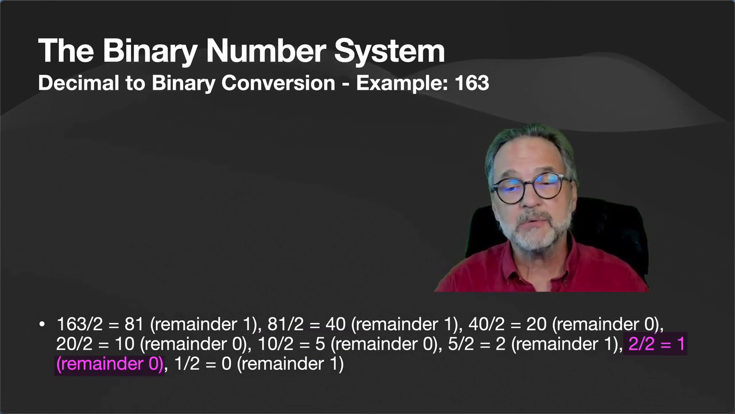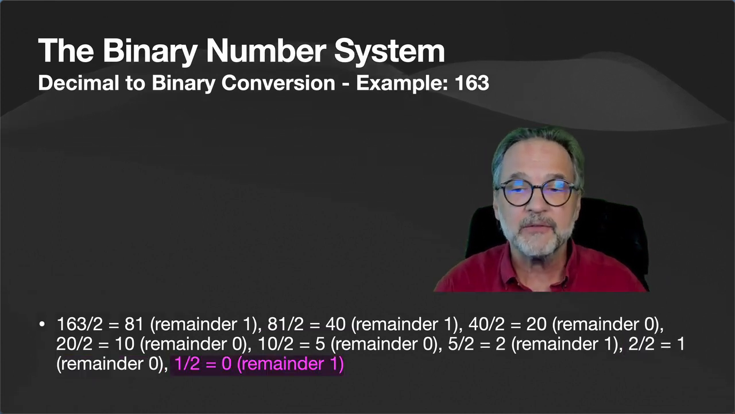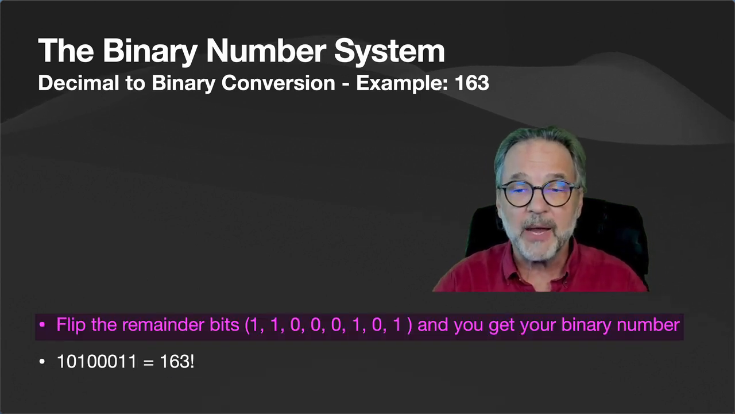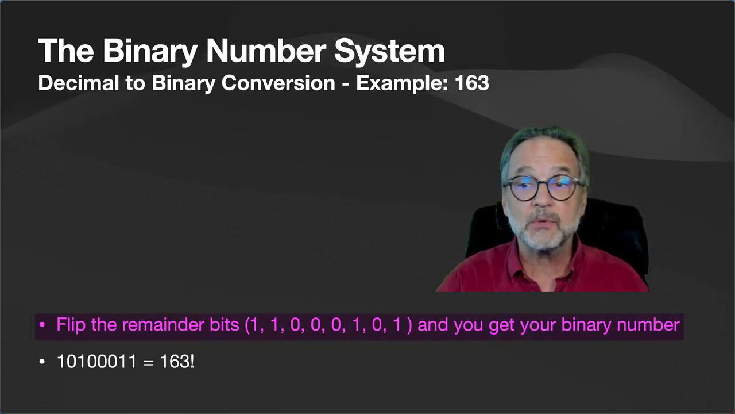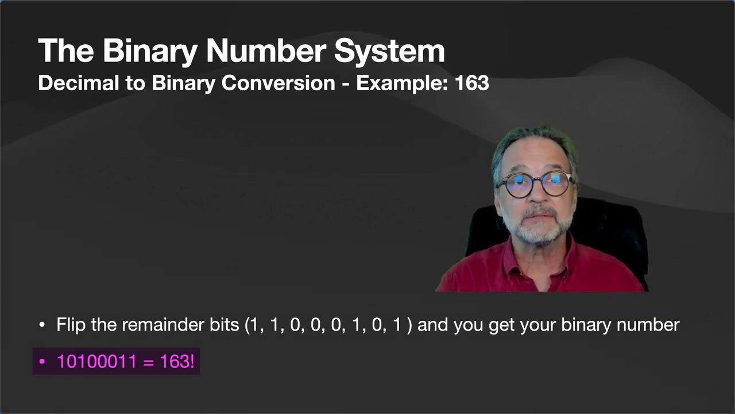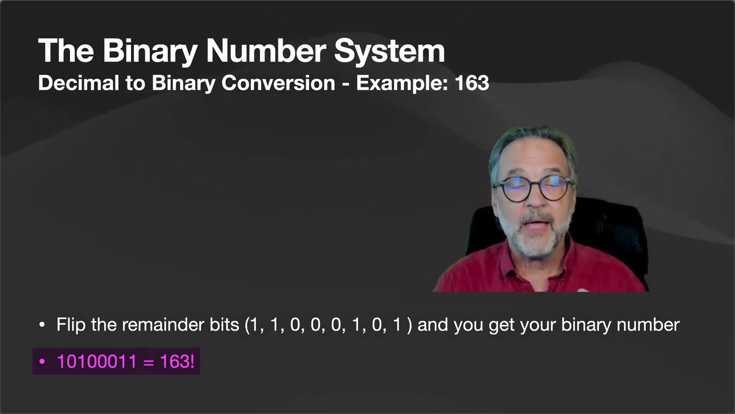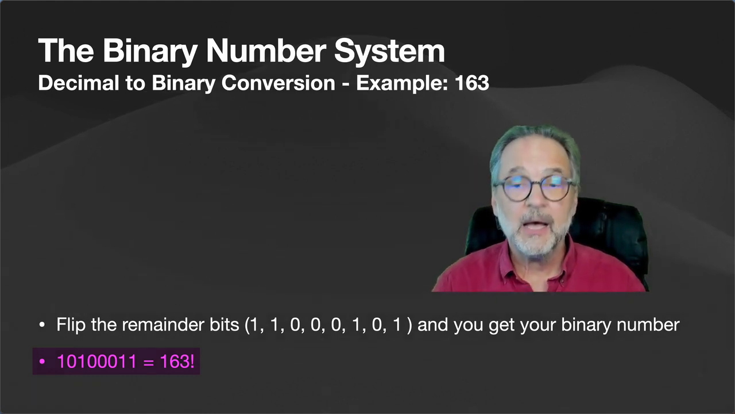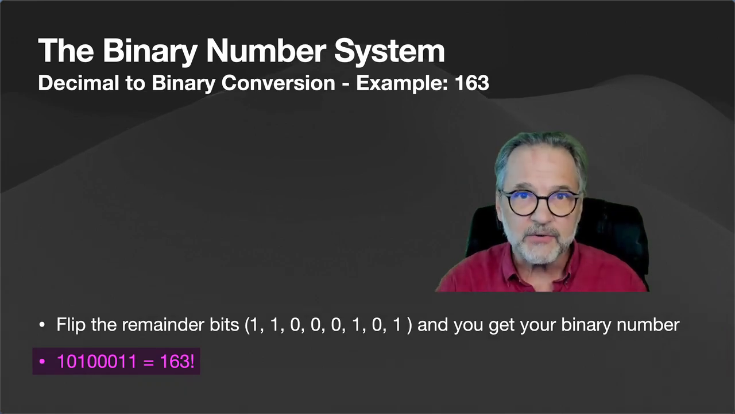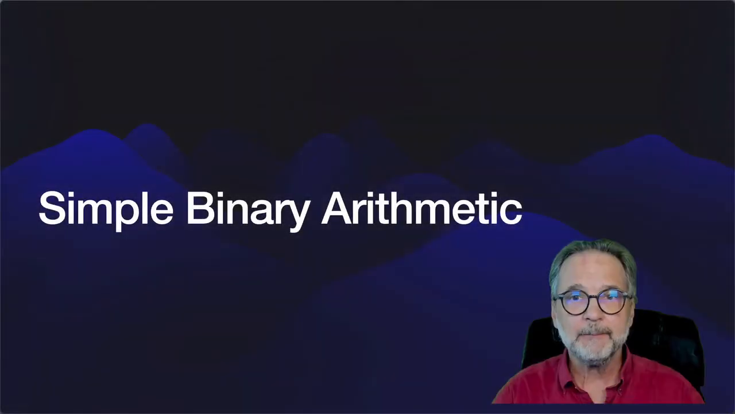2 divided by 2 is 1 with a remainder of 0, and 1 divided by 2 is 0 with a remainder of 1. We take all of those remainders, which was 1, 1, 0, 0, 0, 1, 0, 1. We flip them, and we get 1, 0, 1, 0, 0, 0, 1, 1, and that's equal to 163. Again, the computer doesn't do this. We have to do it as human beings, okay?